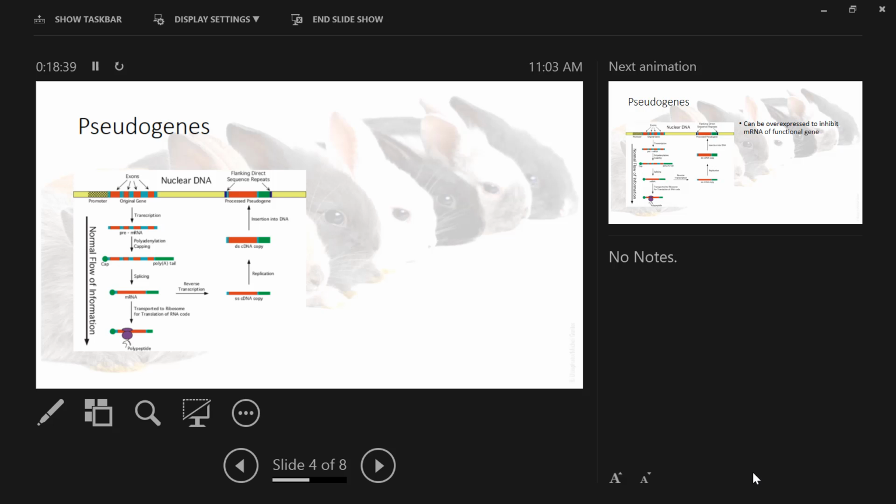Is it just a random process, or are there specific... No, it's not a random process. There are specific regions that have to have a specific sequence on either end, at the beginning and the end, called the insertion sequences, that signal the machine to know that this is a transposable element and needs to be dealt with in this way. Yeah, it's a good question.